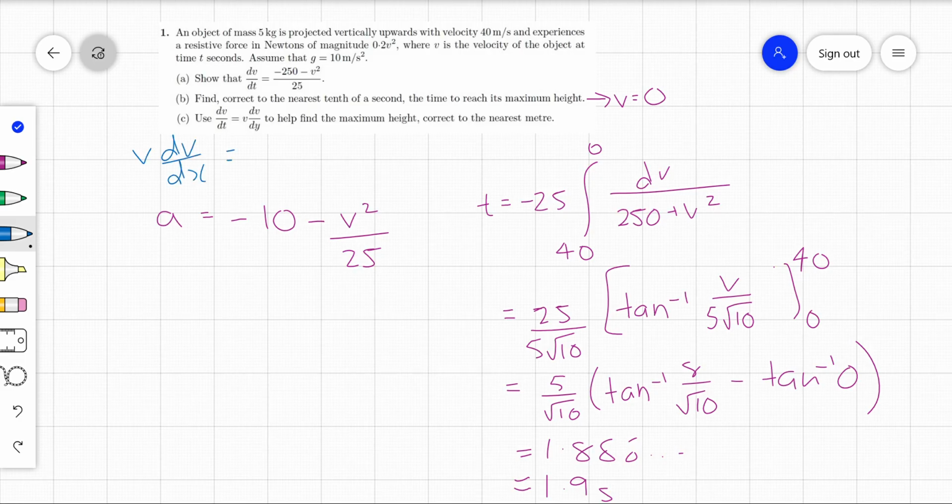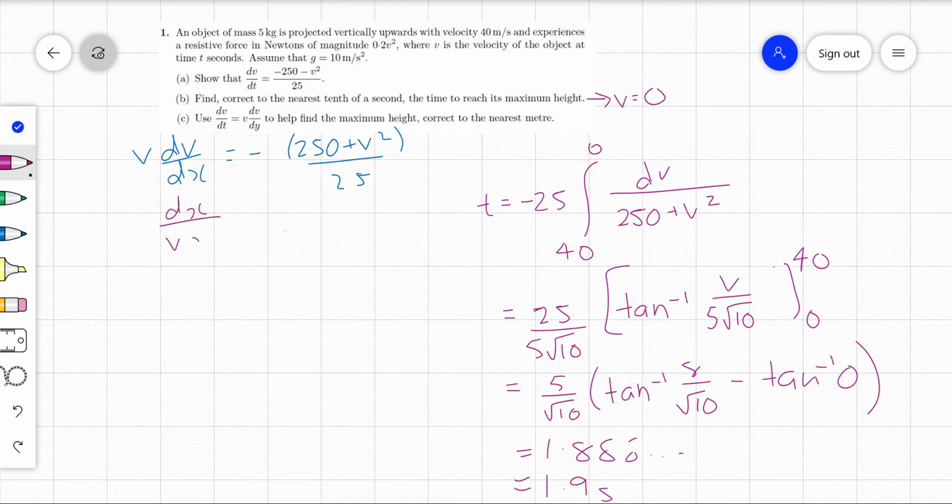So v dv/dx, we've got the minus 250 plus v squared on 25. So I'll put the minus out the front. Okay, so we just change the format of our acceleration. Again, I need to turn it upside down. So turning it upside down, I get that again. But this time we've got a v.